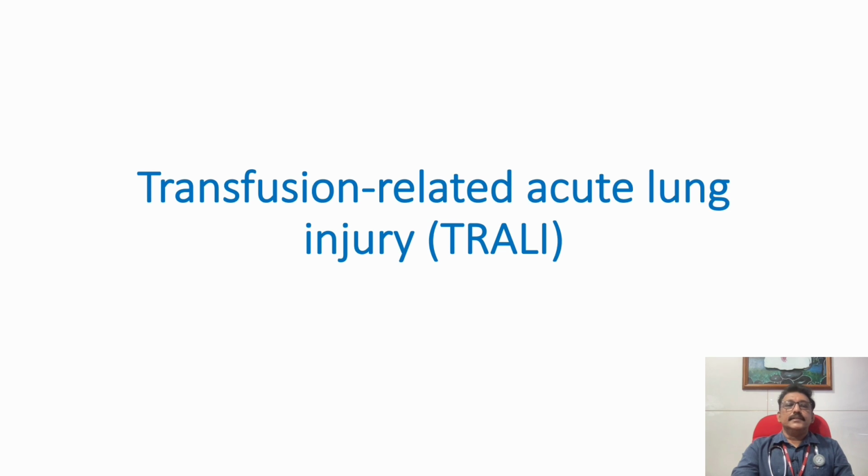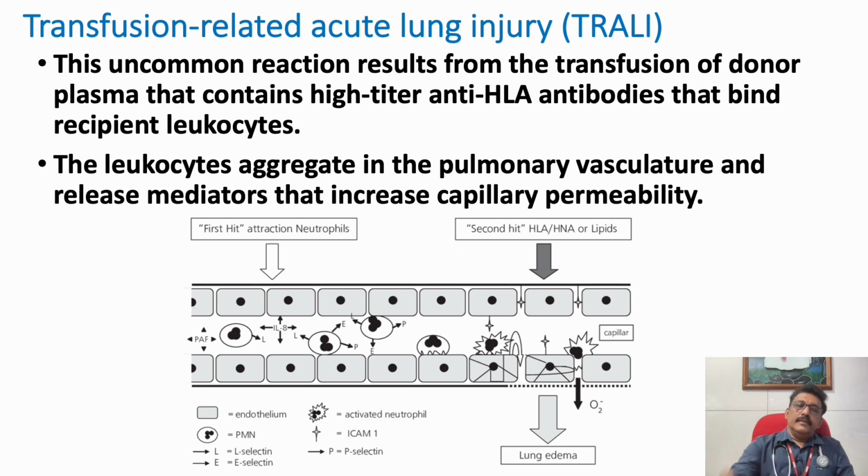Today, let us discuss transfusion-related acute lung injury, or TRALI. Whenever we transfuse blood, we do so for various reasons. It can be due to anemia, thrombocytopenia, or trauma with whole blood loss, where we give whole blood. Sometimes we give FFP, fresh frozen plasma, or cryoprecipitate. Many products are transfused when required in a patient who has a deficiency of specific factors.